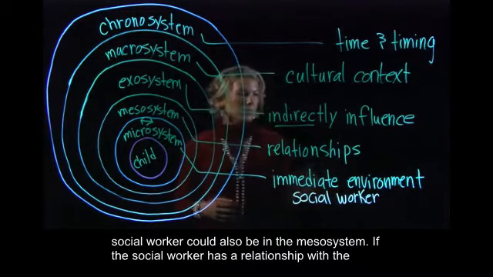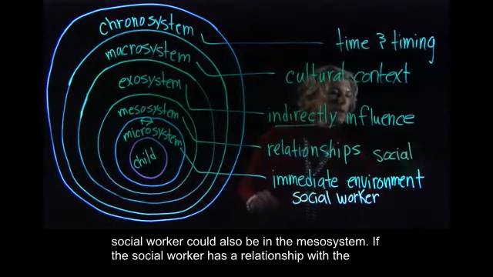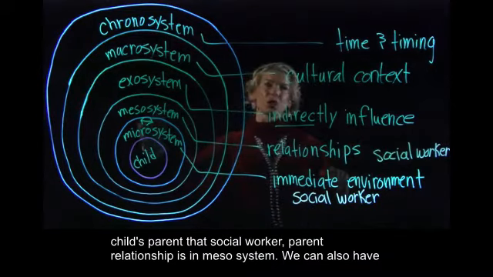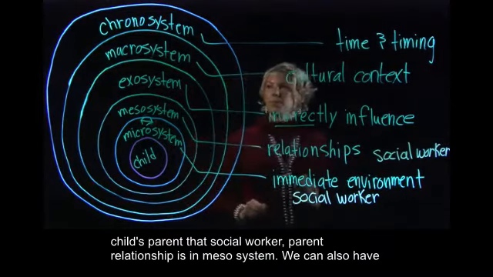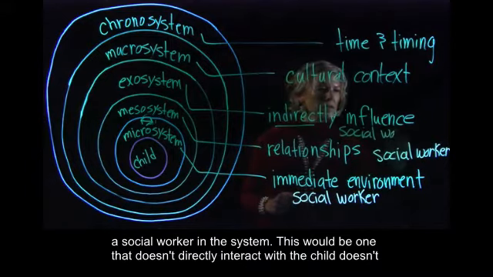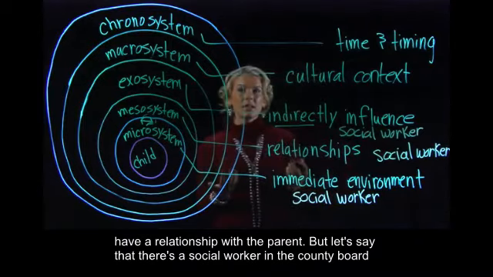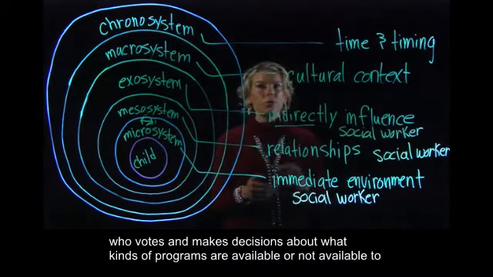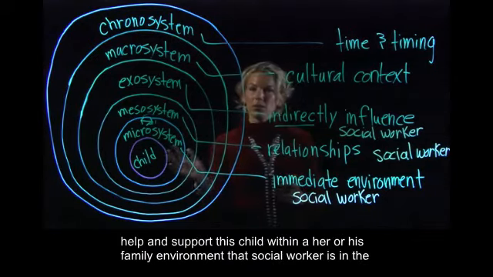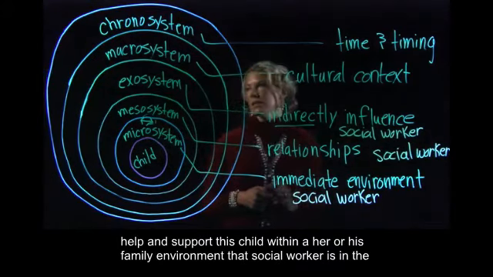The social worker could also be in the mesosystem. If the social worker has a relationship with the child's parent, that social worker-parent relationship is in the mesosystem. We could also have a social worker in the exosystem. This would be one that doesn't directly interact with the child or doesn't have a relationship with the parent. But let's say that there's a social worker on the county board who votes and makes decisions about what kinds of programs are available or not available to help and support this child within her or his family environment. That social worker is in the exosystem.